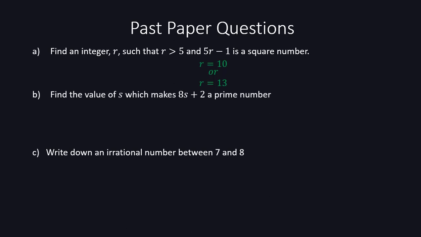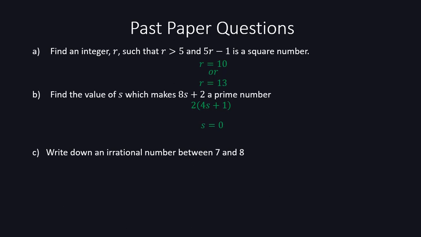The second part states, find the value of s which makes 8s plus 2 a prime number. One thing you could have done to solve this question would be to express it in factor form, which would be 2 multiplied by the expression 4s plus 1. If the value of 4s plus 1 is equal to 1, then when it's multiplied with 2, the answer will be 2, which is a prime number. So the only thing you need to do is to give a value of s for which 4s plus 1 is equal to 1, and that value of s is equal to 0.